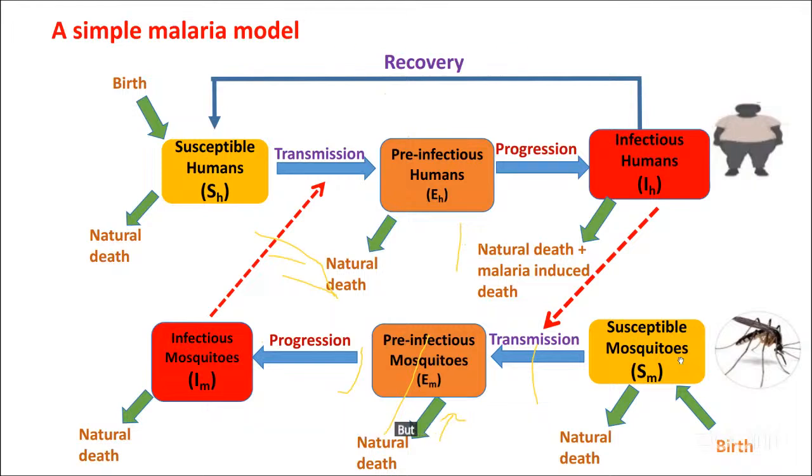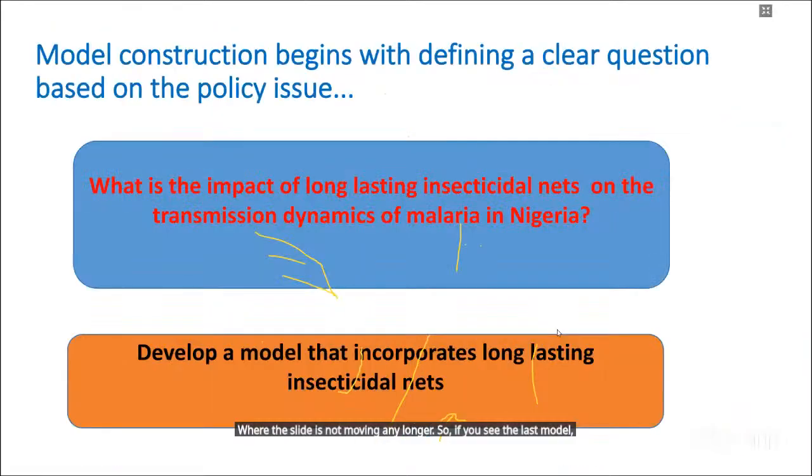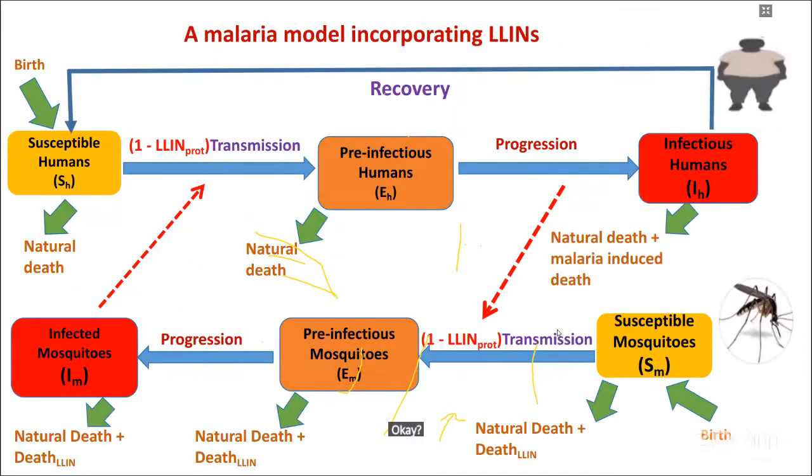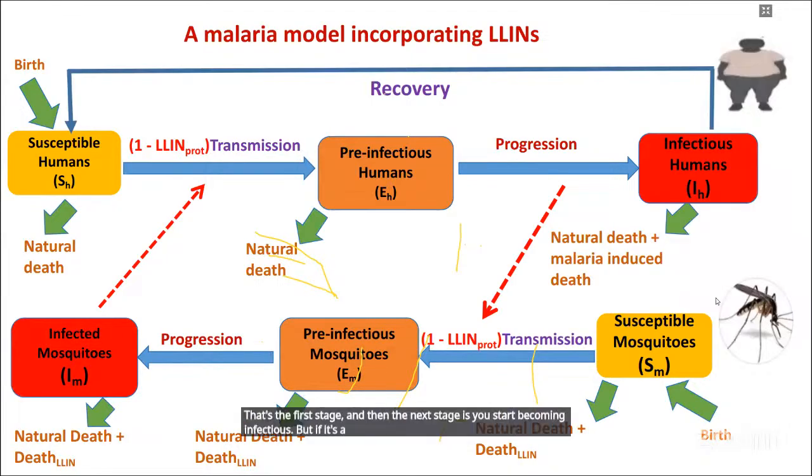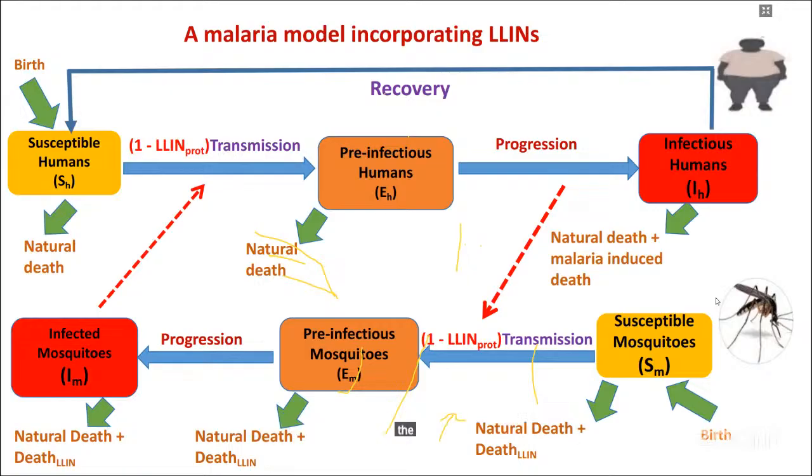That's why I said in the other one that there is an error, where the slide is not moving any longer. So if you see the last model, that's why I say there is a mistake. This should be infectious. Because the guys here in this middle class, they are infected already. So this should not be infected again. This should now be infectious. Did you get the clarification? So infected, that's the first stage. And then the next stage is you start becoming infectious. But if it's a model that you want to lump, you don't want to make these two distinctions, you can just call it the infected slash the infectious class.